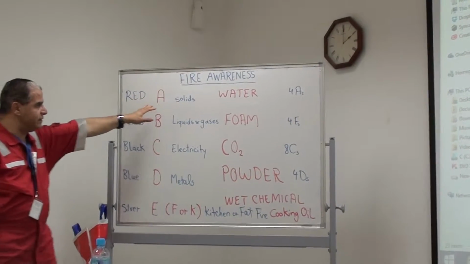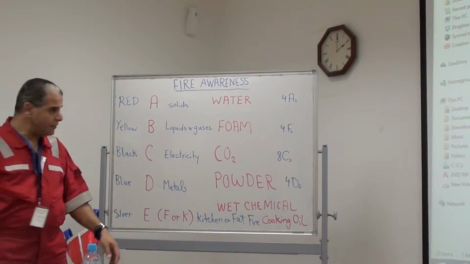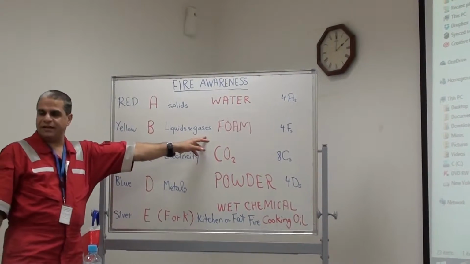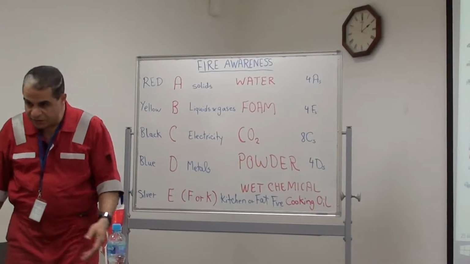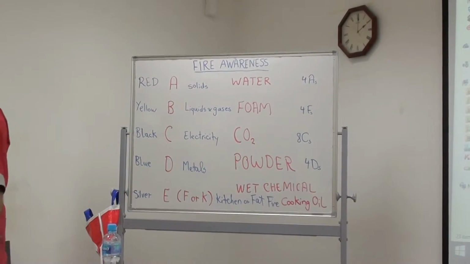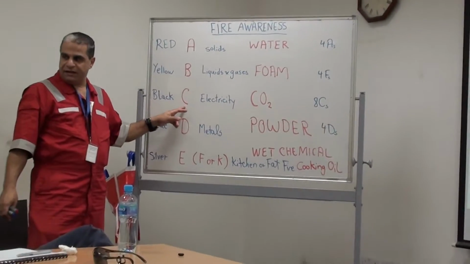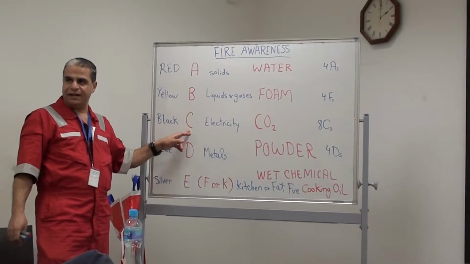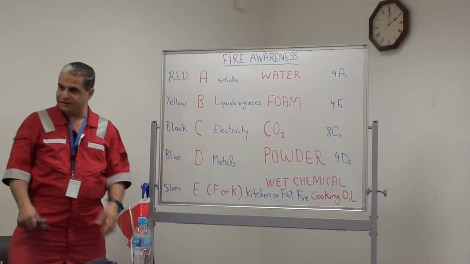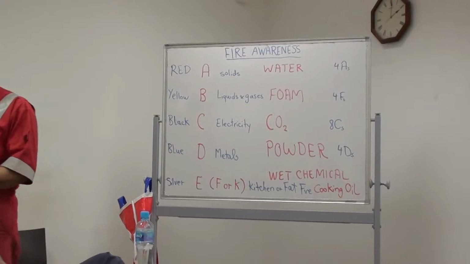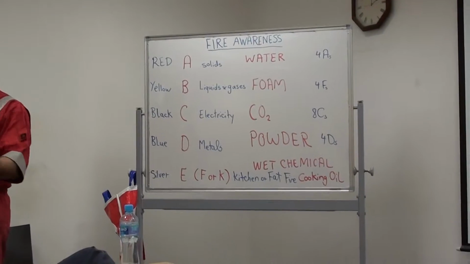Class A, the solids. For example, the wood and the paper. Class B, the liquids and the gases. Liquids, for example, kerosene. Gases, for example, H2S, propane, butane, methane, whatsoever. Class C, active electric current. If you have an apparatus with active electric current, it is labeled Class C. Class D, metals. For example, sodium, magnesium, steel, copper, iron, all the metals, if they boil, they get liquefied.